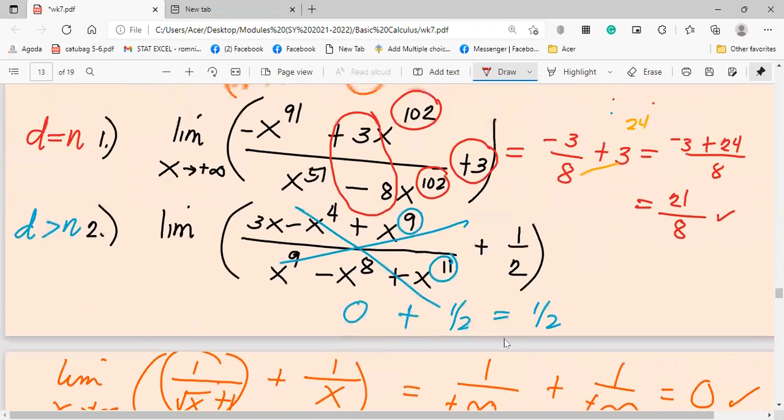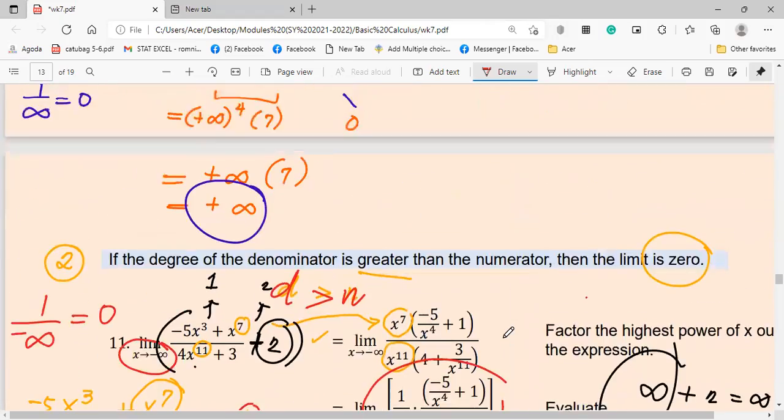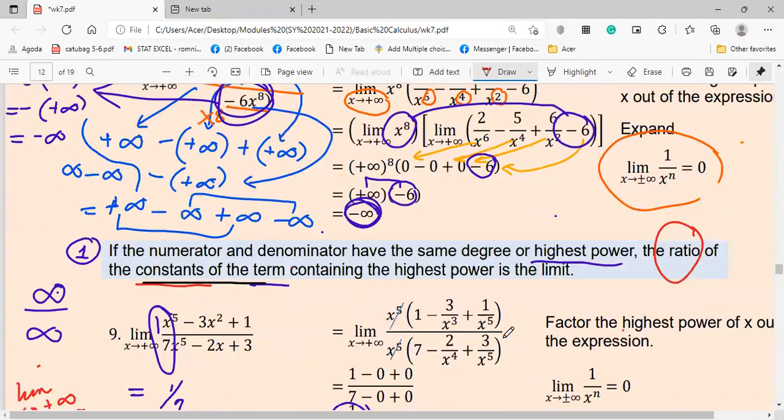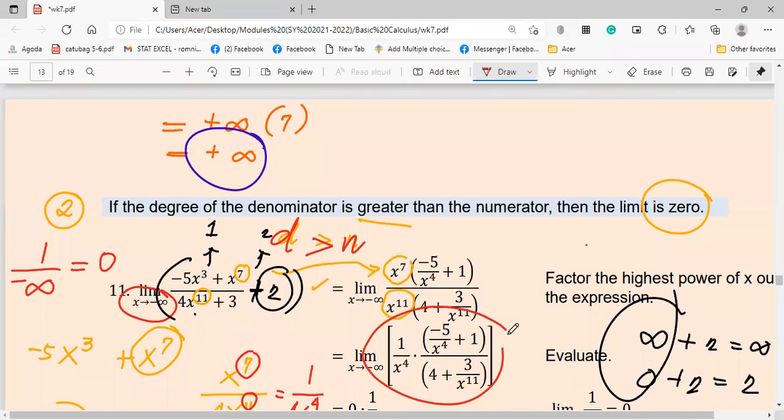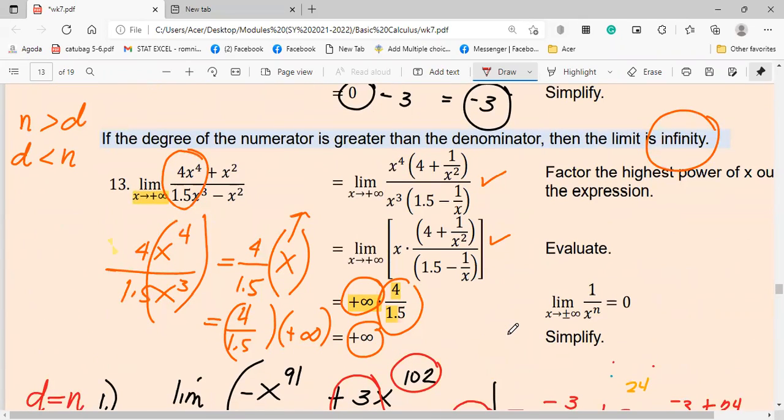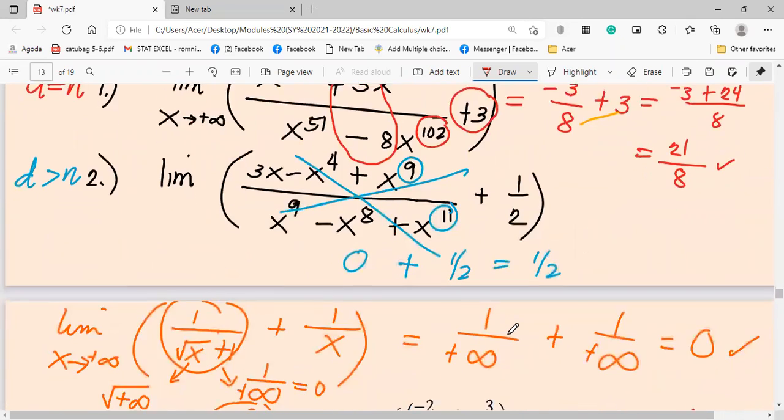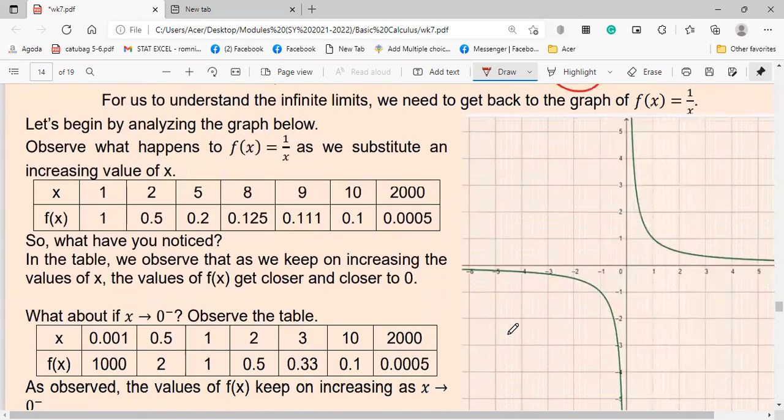Now, after talking about these limits, the three cases, the first case tells you the same degree, you have to get the ratio of the constants. The second tells you that when the degree of the denominator is greater than the numerator, then the limit is 0. Third, when numerator's degree is greater than the denominator's degree, then the limit is infinity. What if we now talk about the case of approaching a particular number or value?